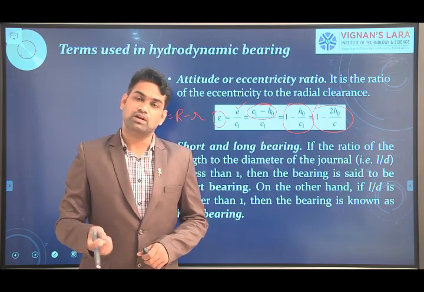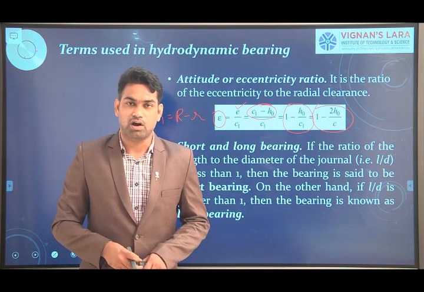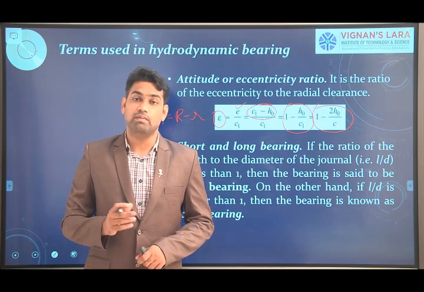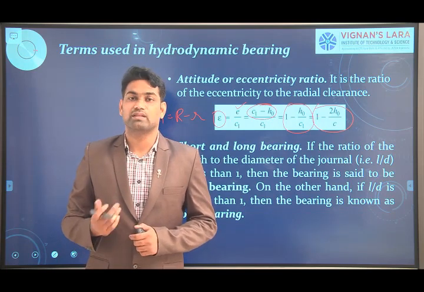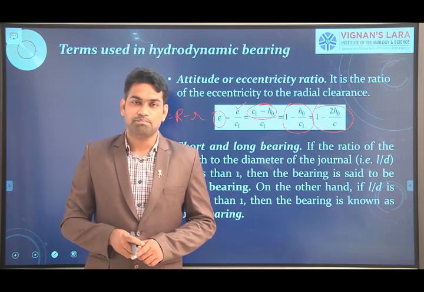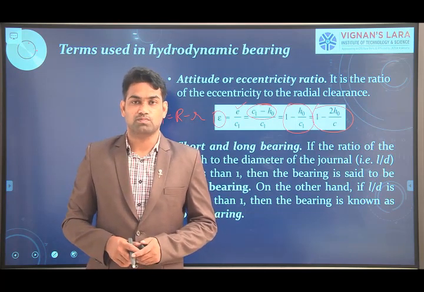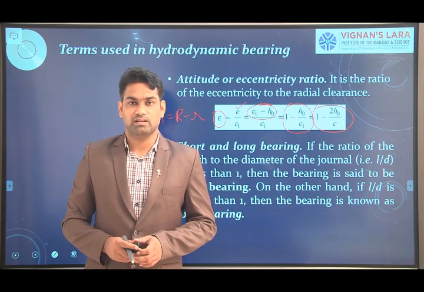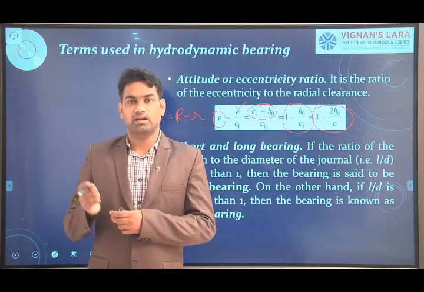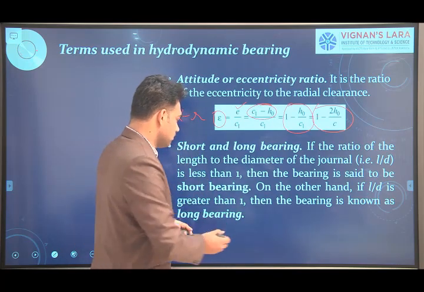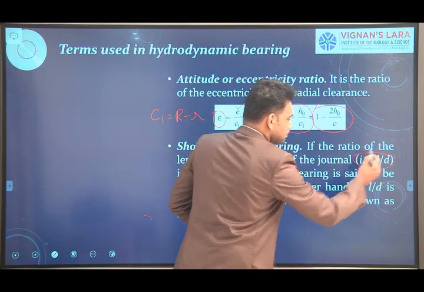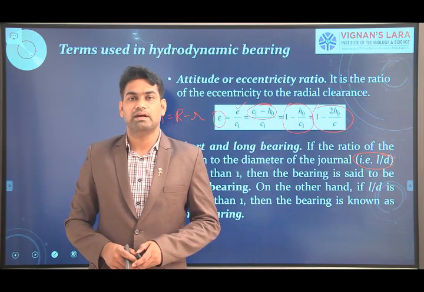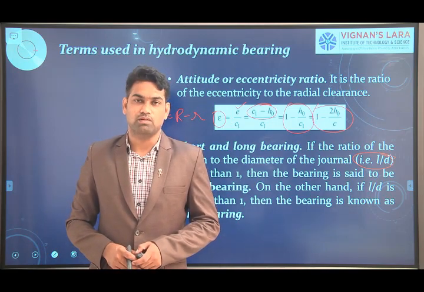And finally, there is one more term we frequently use in the design, short and long bearings. Clear, what are short bearings and what are long bearings? That depends upon the L by D ratio. L is the length of the bearing, as we have written earlier, and D is the diameter of journal. If the L by D ratio is greater than 1, we call it a long bearing. If the L by D ratio is less than 1, we call it a short bearing.